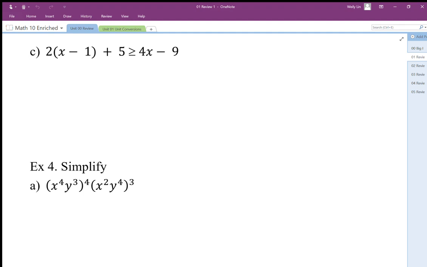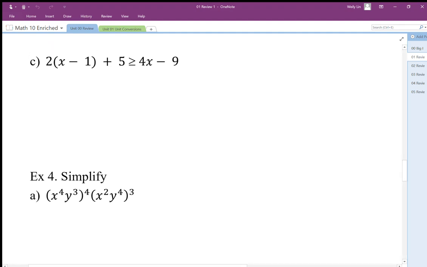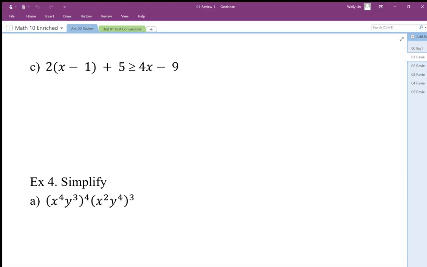So solving this inequality, we just do the exact same thing we did with equations, except if we ever divide or multiply by negatives, we flip the sign. So in this case, we could try to avoid multiplying or dividing by a negative. Okay, so if I distribute out here, I end up with that, plus 5 is greater than or equal to 4x minus 9.